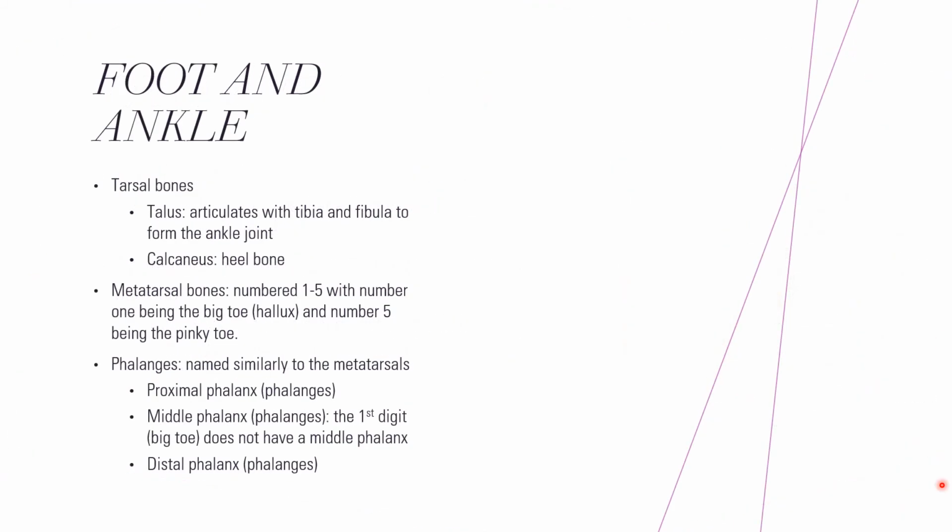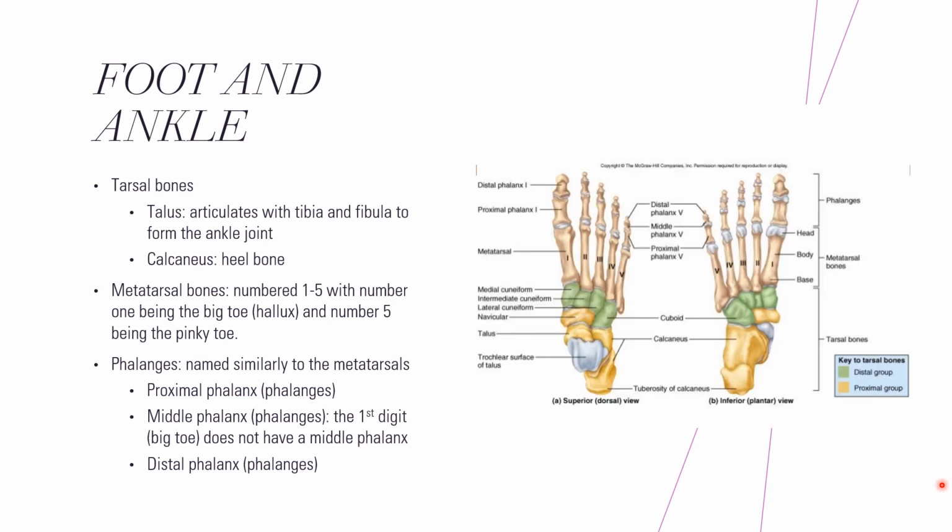Let's talk about the foot and ankle, the tarsal bones. The notable ones are the talus, and that's because it articulates with the tibia and the fibula to form the ankle joint. You have the calcaneus, which is known as your heel bone.